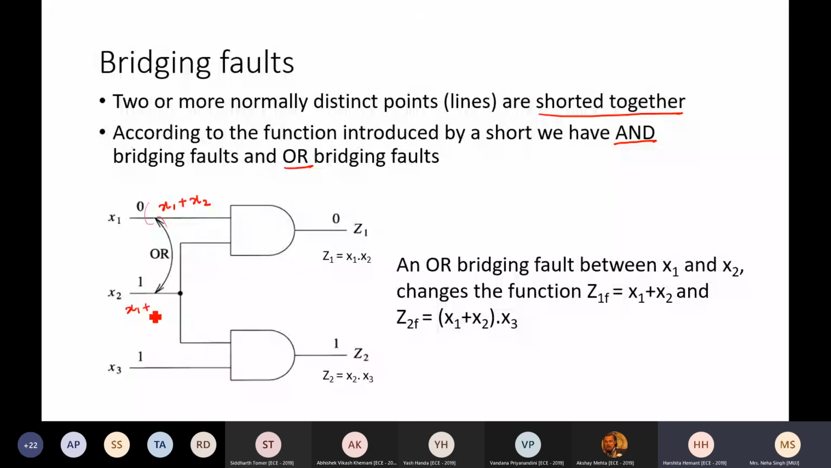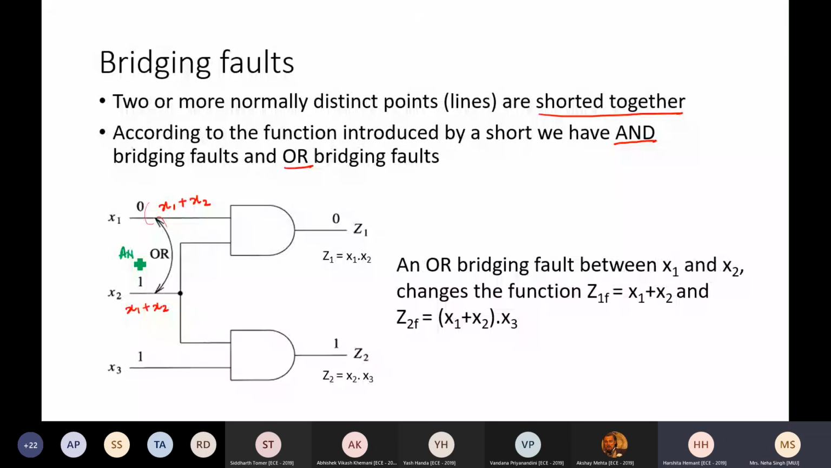Okay, both are connected, so they will definitely give the same value, but what value will they give? OR of either x1 and x2. If it had been an AND bridging fault, what value would we get? x1 and x2. Had I had the AND bridging fault, then the value on this line will become x1 and x2. The same thing here also, it will become x1 and x2.